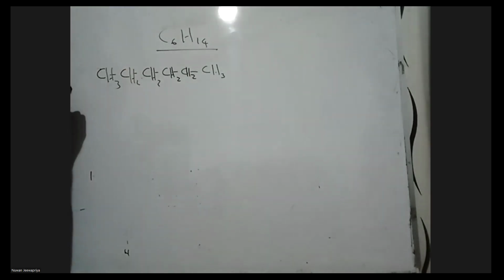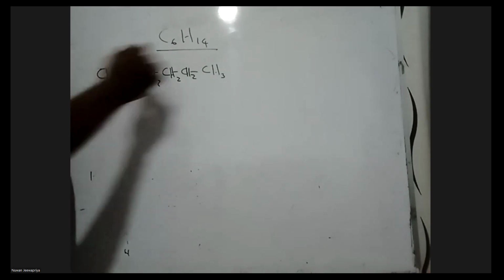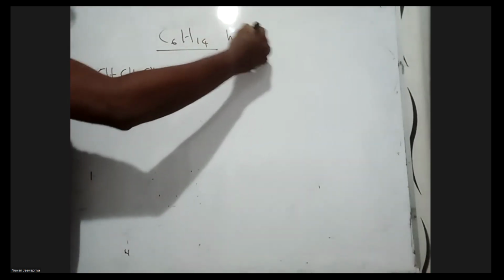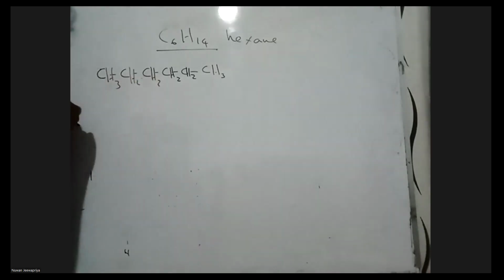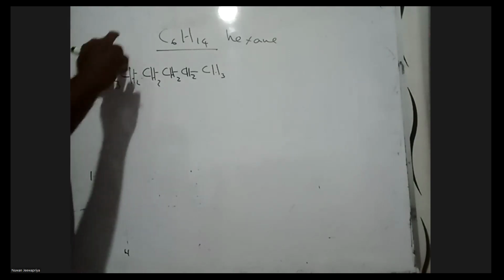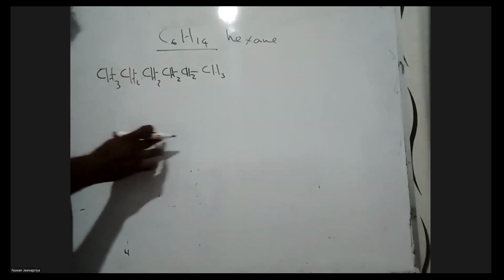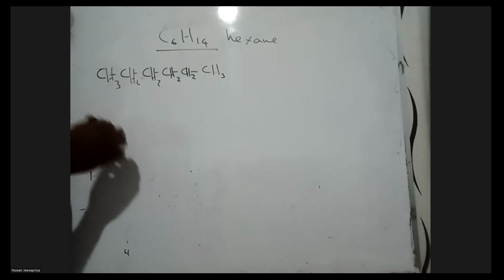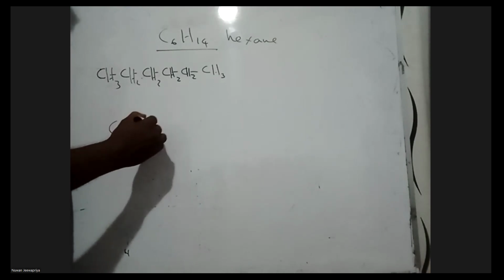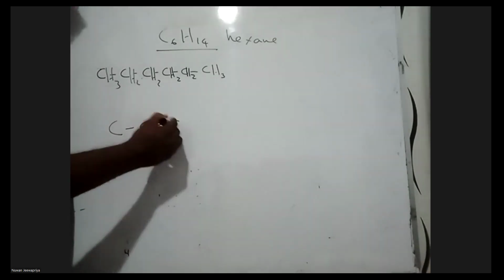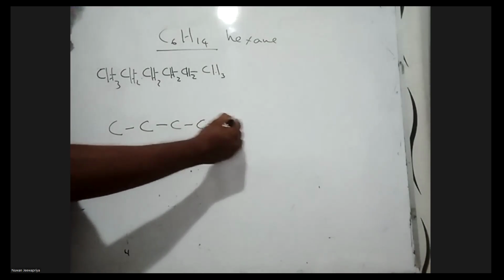So this is one isomer of hexane. You know the name of this one is hexane. Why do I call this hexane? Because it has 6 carbon atoms and is an alkane. So this is hexane. Next, I want to draw the isomer for hexane: 1, 2, 3, 4, 5 in a chain.